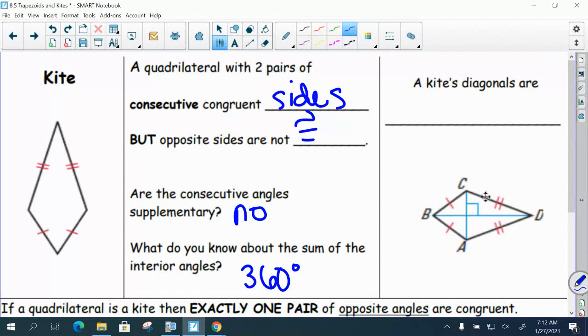And then let's talk about the diagonals. The kite's diagonals are perpendicular. They're obviously not congruent. We'll talk about whether they're angle bisectors or not, but they are definitely perpendicular, which also means that you've got right triangles.